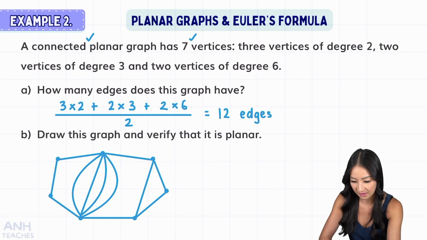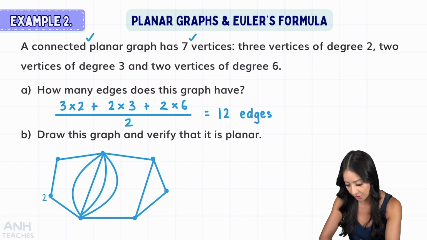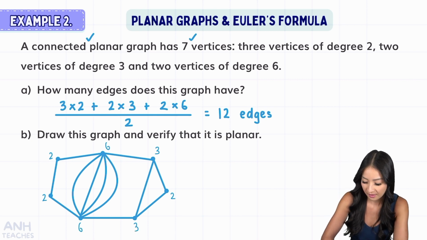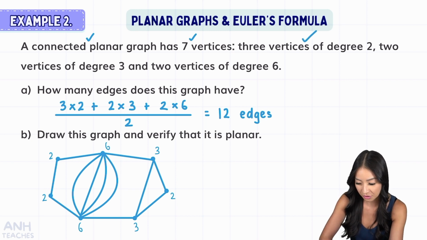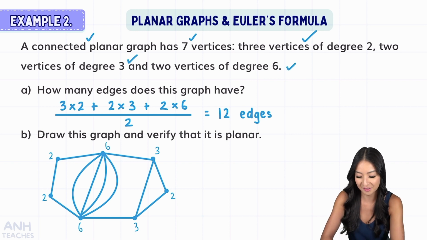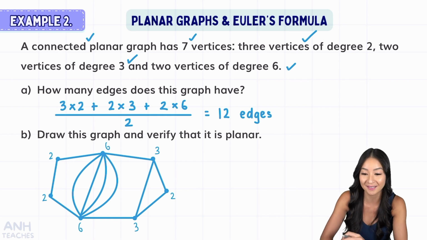So now let me just do some notes here. That has a degree of 2, 2, 1, 2, 3, 4, 5, 6, 3, 2, 3, and 1, 2, 3, 4, 5, 6. There we go. 3 vertices of degree 2, 2 vertices of degree 3, and 2 vertices of degree 6. So I have my completed graph here on the left.